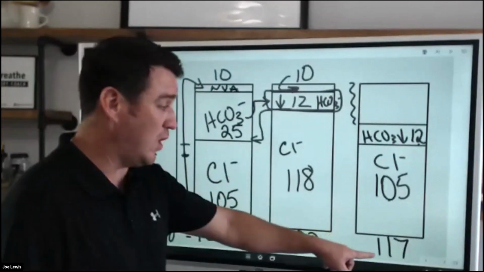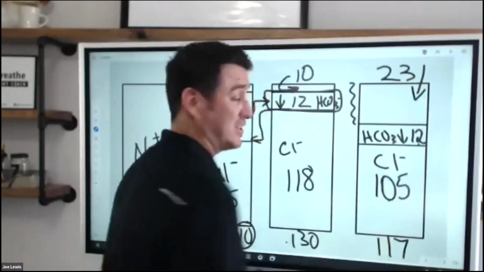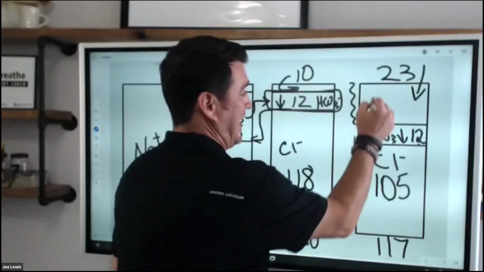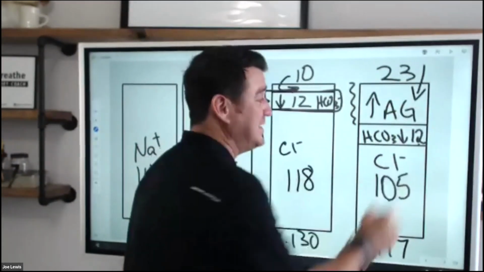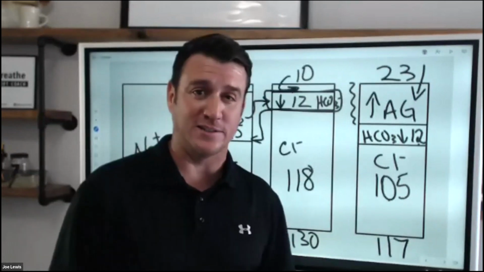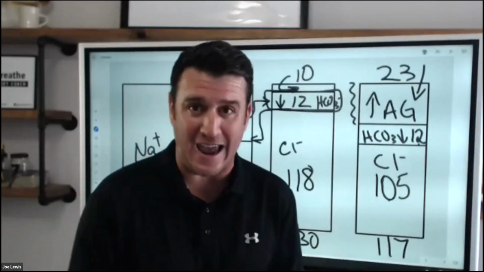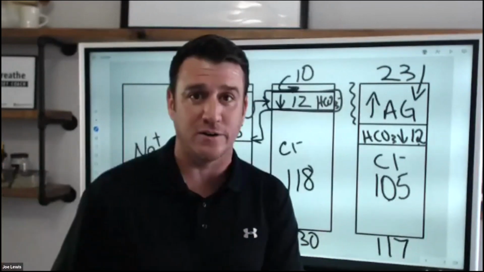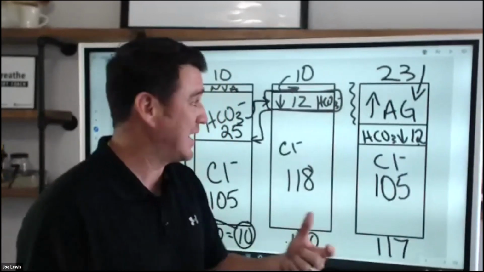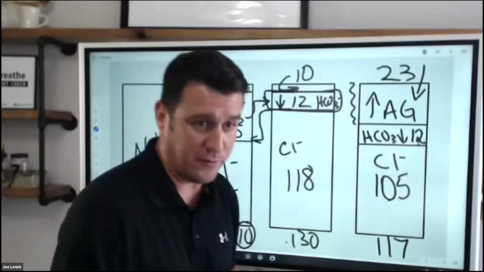140 minus 117 is 23. Remember I told you greater than 14 was a problem? This is an increased anion gap right here. Now what this means is that there is an increased amount of non-volatile acids. Non-volatile acids are things like lactic acid, ketoacidosis, sulfuric acid related to renal failure. Those patients also will present with a metabolic acidosis because their bicarb is decreased to 12.